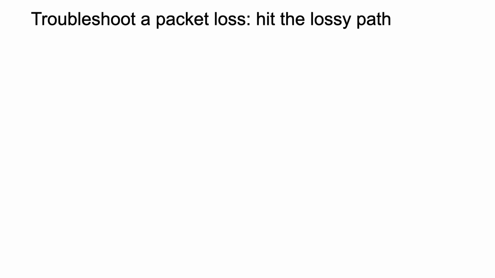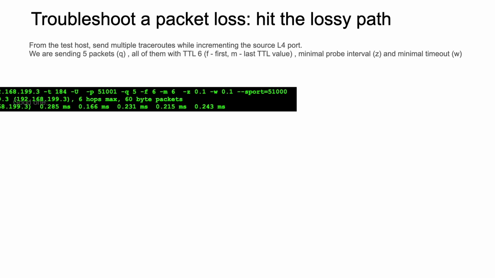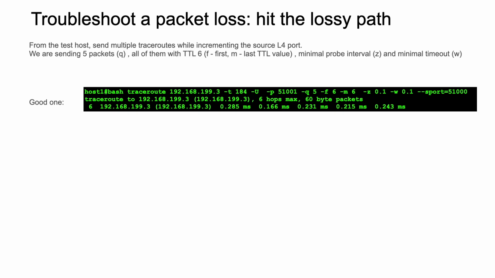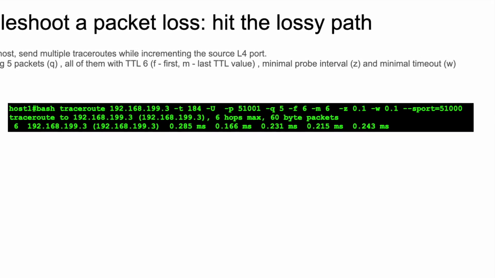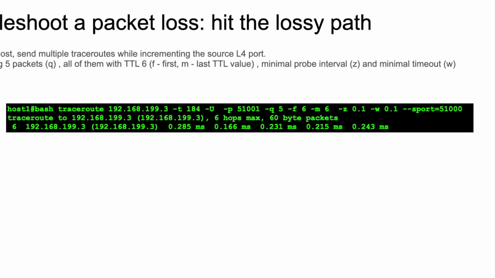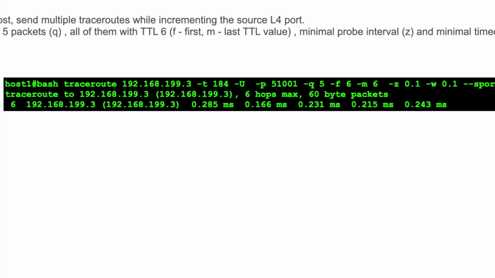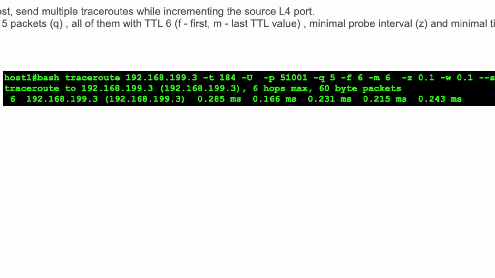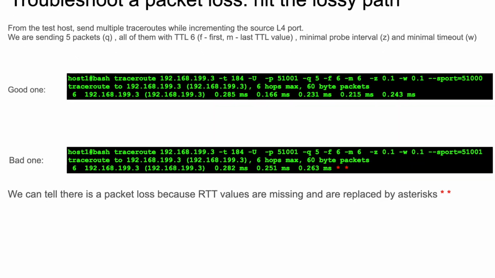The traceroute command we are going to use sends 5 packets with a time to live of 6 hops, a minimal probe interval, and timeout to speed up things a bit. But most importantly, it includes the indication of a source UDP port that we are going to increment at every test. A successful test on a healthy path would report a line with the destination address and 5 different round-trip timers. A faulty path would generate an entry with 2 asterisks that replace one of the RTT values.